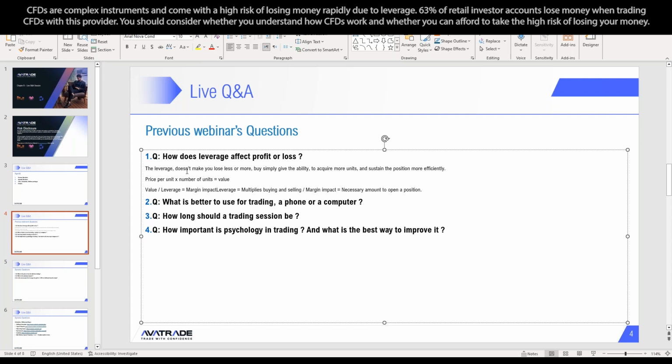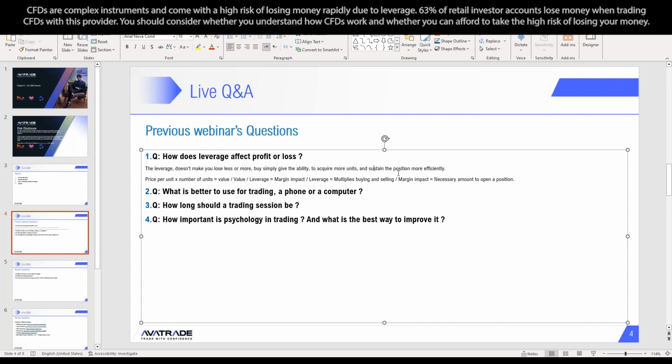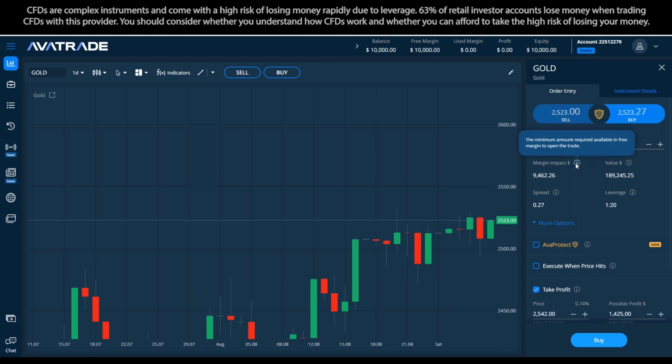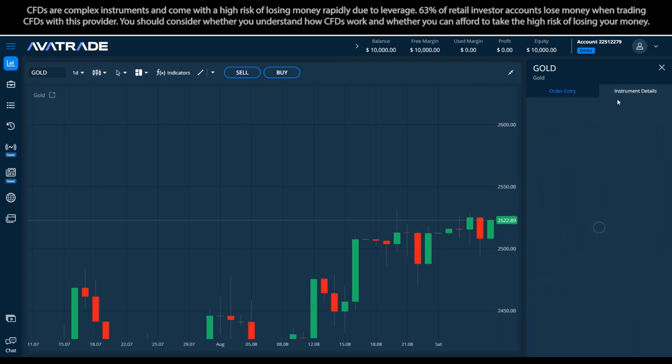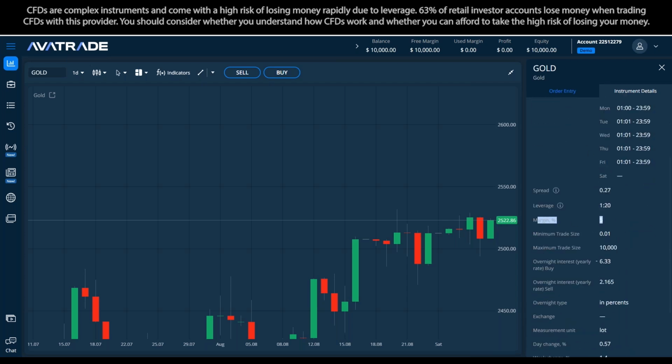Because the leverage is not limitless, you must have a certain amount, which is called a margin impact. But what is this margin? How do we know what the margin impact is? So we saw that we can divide a value by the leverage. You can also go to instrument details, and it's going to show me that the required margin to use the leverage on gold is 5% of the value. How so? Because if we divide 100 by the leverage, we get the margin percentage requirement.